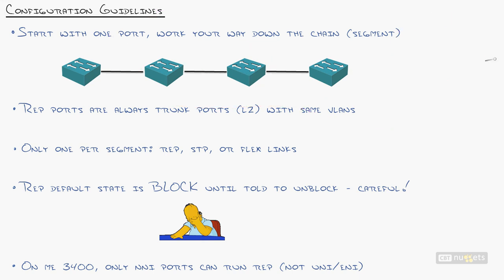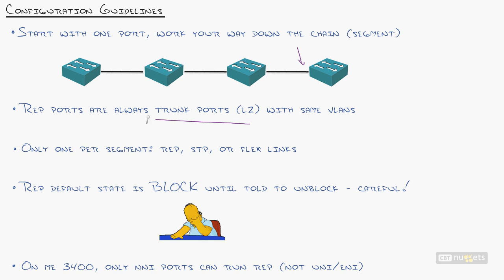Now, REP ports are always layer 2. They are trunk ports. They are not layer 3 interfaces. They don't bridge into a switch virtual interface, nothing like that. This is just pure layer 2, and they all have the same VLANs assigned to them. Now, that's not a requirement for REP. It's not like REP will say, whoa, I can't do this because you don't have the same VLANs, but it will cause a whole lot of chaos because you have an inconsistent configuration.